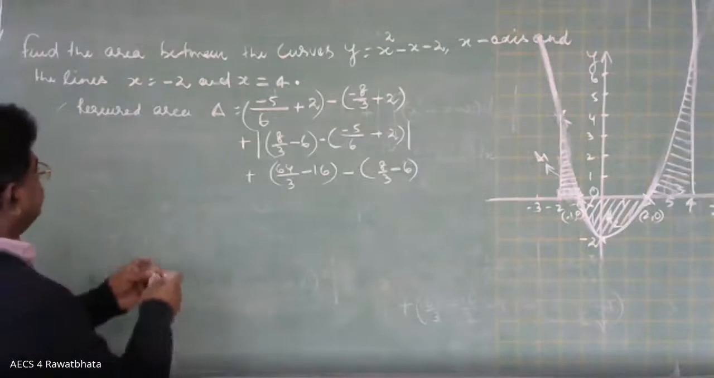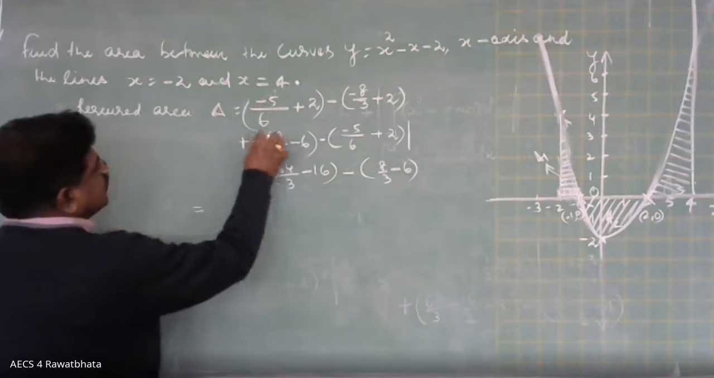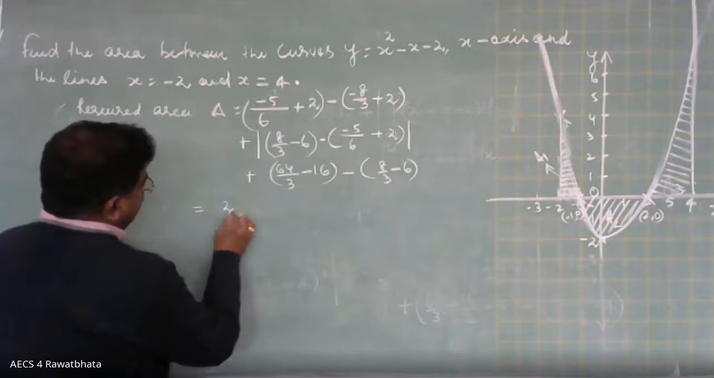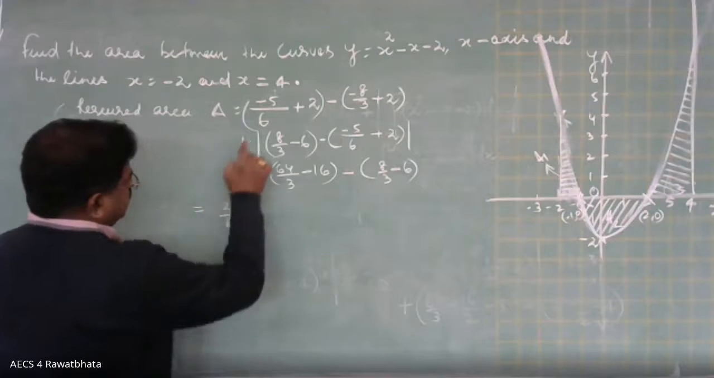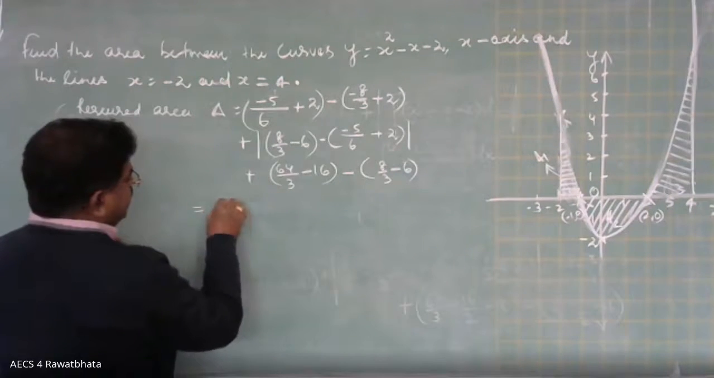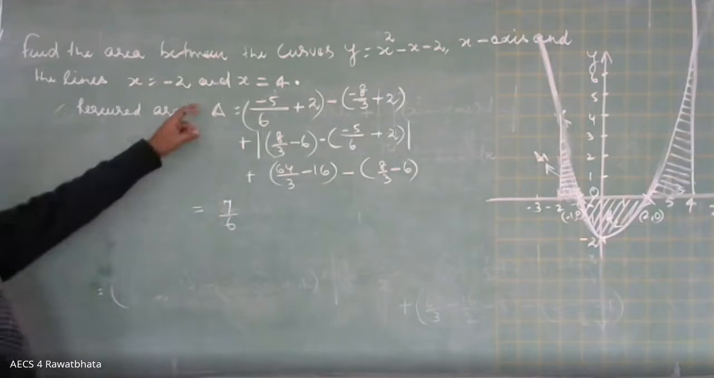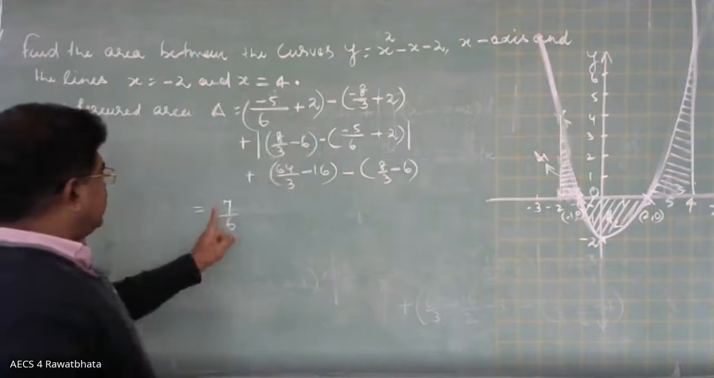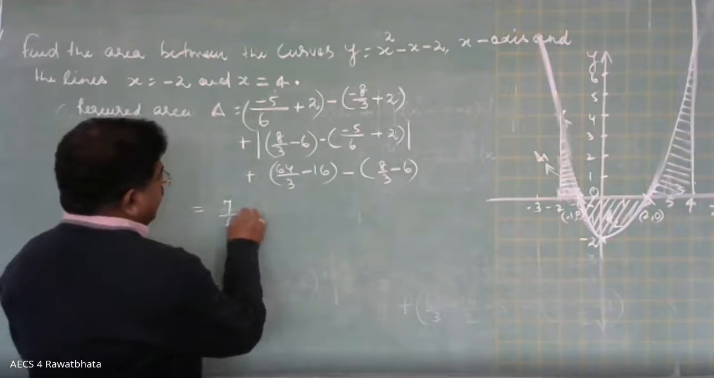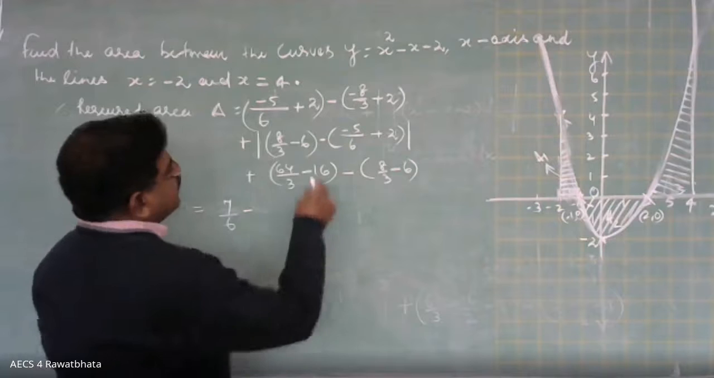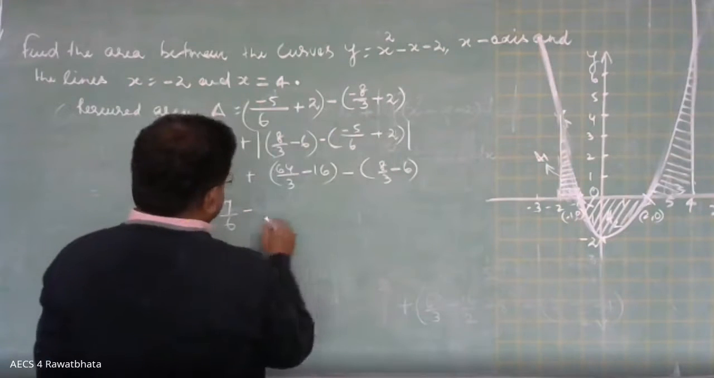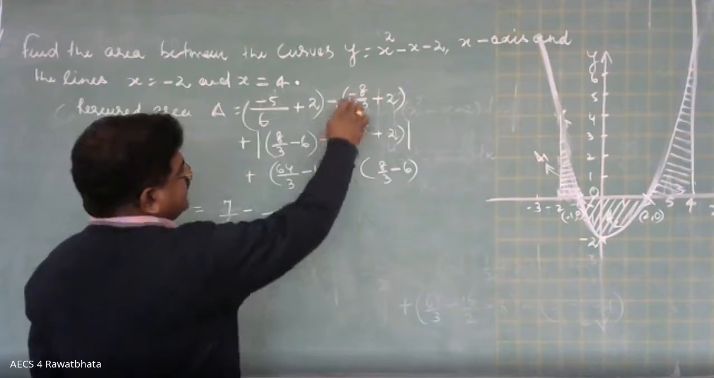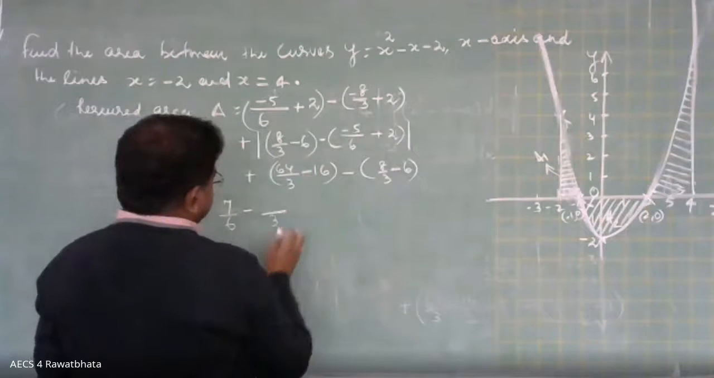Now that is equal to 12 minus 5, that is 7 upon 6, correct? 6 is the LCM. Now minus of, here we can take 3 as LCM. So minus 8 plus 6, that is minus 2.